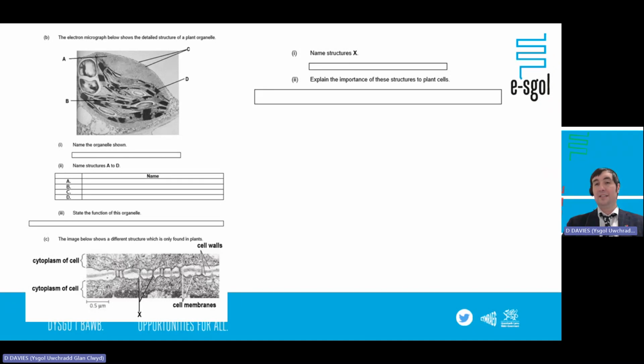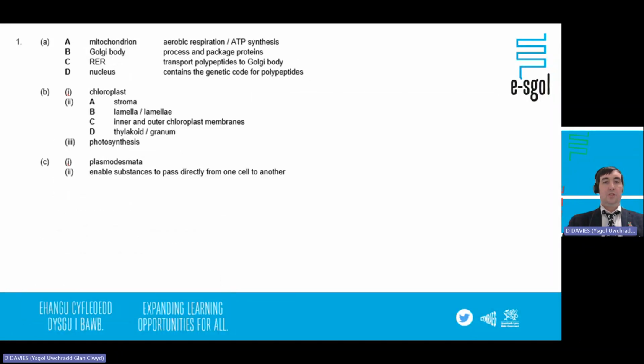So again, this is a structure and function question. Structure and function questions need you to get the information into your long-term memory and then practice your questions. These are what I like to call bread and butter marks. Good job. So here are your answers for those questions. A was a mitochondria, B was a Golgi body, C was the rough endoplasmic reticulum, D was the nucleus. And there are the functions thereof.